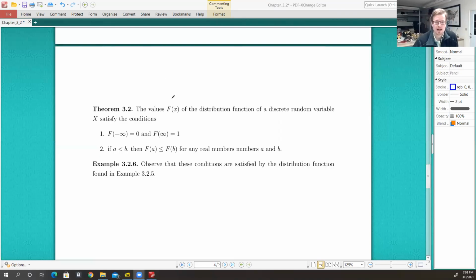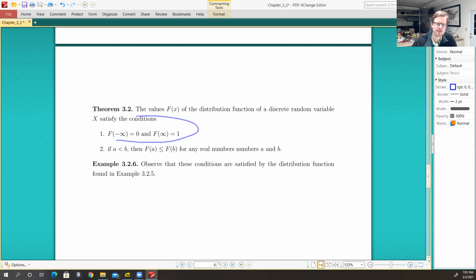We have a new theorem to take a look at for this video. So capital F is our cumulative distribution. The values of the cumulative distribution, also called the distribution function for a discrete random variable, satisfy these two conditions again. So F of negative infinity is equal to 0 and F of infinity is equal to 1.